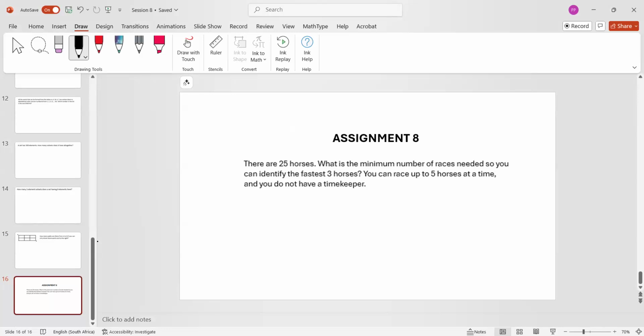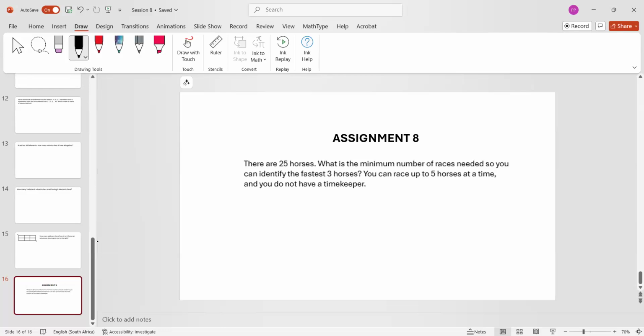So you've got 25 horses, and you want to race them. What is the minimum number of races needed to identify the 3 fastest horses? You don't know how fast they go, and you don't have a timekeeper or anything like that, but you can race up to 5 horses at a time. Can't race more than 5.